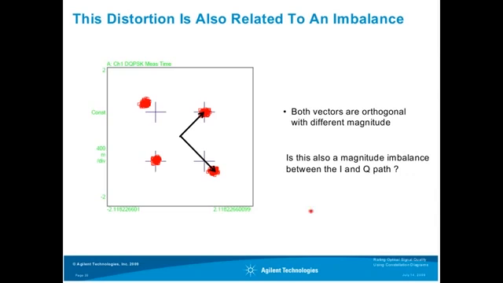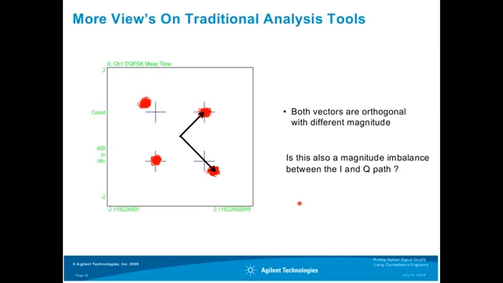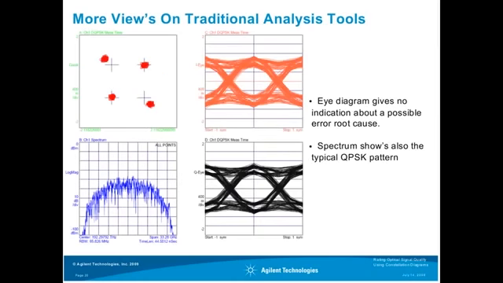Here's another kind of distortion. If you have a first look at this distortion, you might think this is also related to an amplitude imbalance. As you can see here, the vectors have different amplitudes, and they are clearly orthogonal, and this could lead you to the wrong assumption. So let's go to the next step of the analysis.